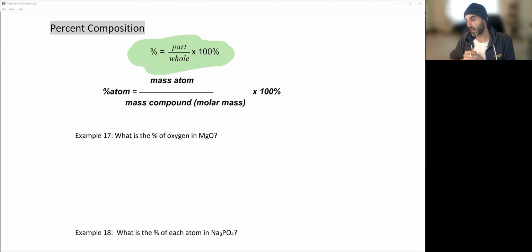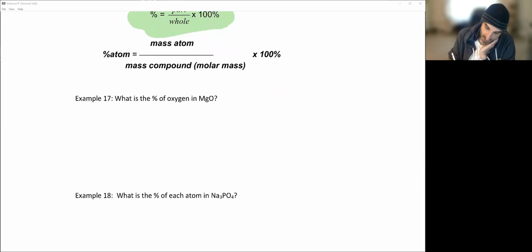If you want to know what percentage of your floor is actually clean, you'd have to measure the amount that's covered with stuff, and then measure the entire room, and you would know what percentage you would have. So part over the whole times 100. A percent composition is essentially the same thing. What is the atom that we're interested in? What is the mass of that atom within the compound? And then what is the total mass of the compound? So we're just going to use the individual parts to determine that. So here, what is the percent oxygen of magnesium oxide?